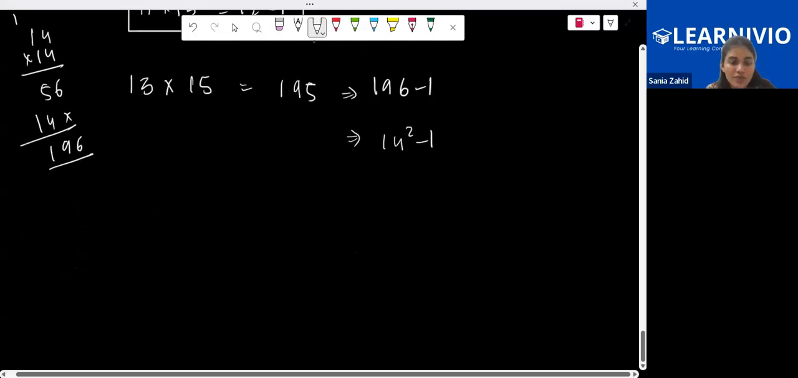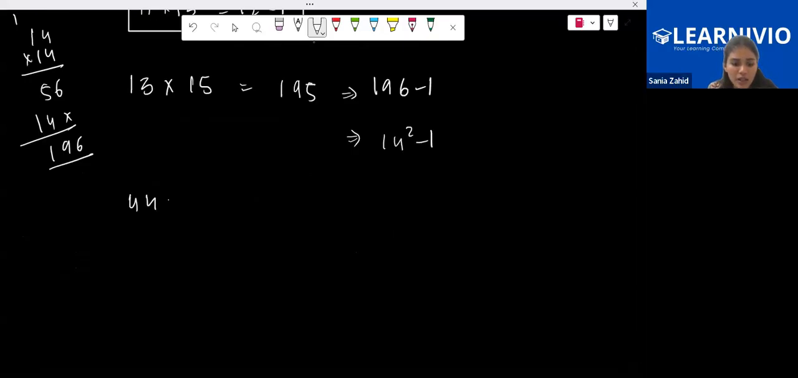Now let's take even numbers. This is also valid for even numbers. Let's say I take 44 into 46. Now what is the middle number here? 45. So can I write it as 45 square minus 1? Yes. Okay, this will be true.